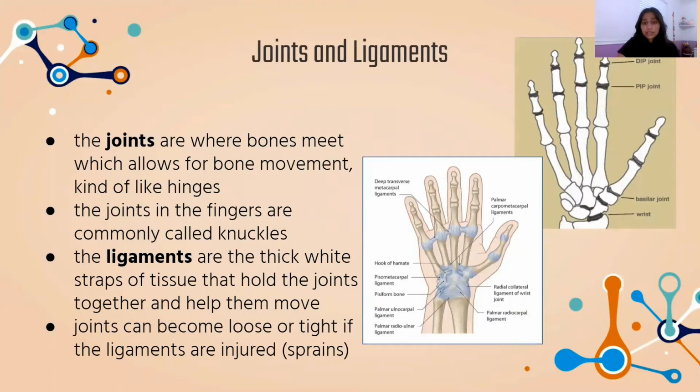Next, we have your ligaments and your joints. The joints are where bones meet, which allows for bone movement, kind of like hinges. So for example, with a door, you have hinges which allow it to open and close like that, which is kind of like what the joints do for our bones. The joints in your fingers are commonly called knuckles, right here, so these are all joints. The ligaments are the thick white straps of tissue that hold the joints together and help them move. Joints can become loose or tight if your ligaments are injured, which usually happens if you have sprains.